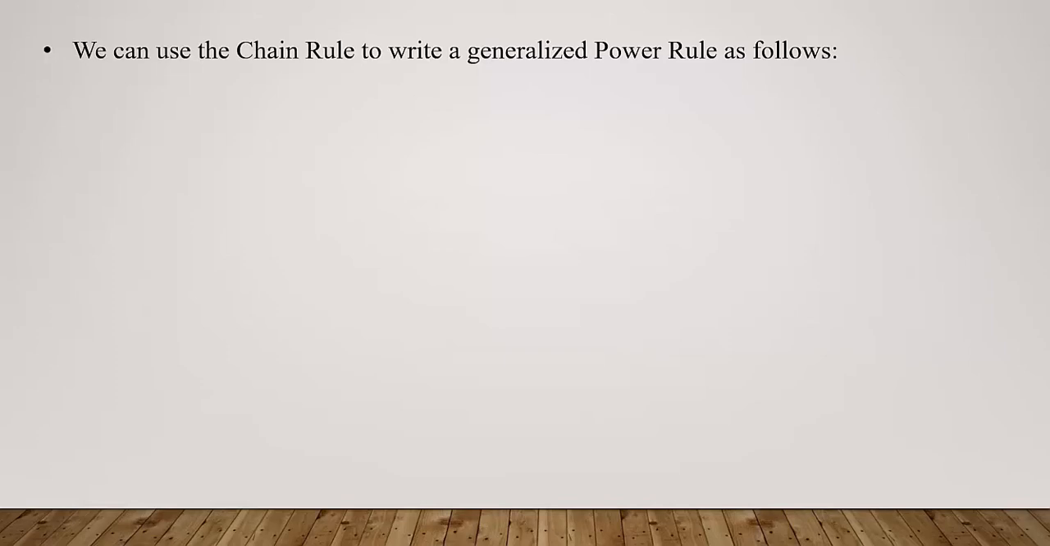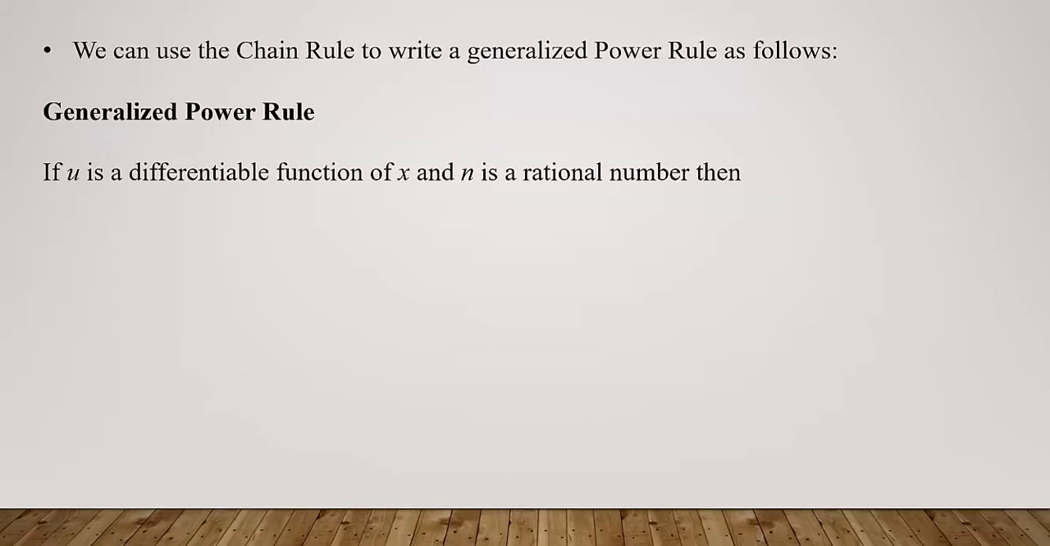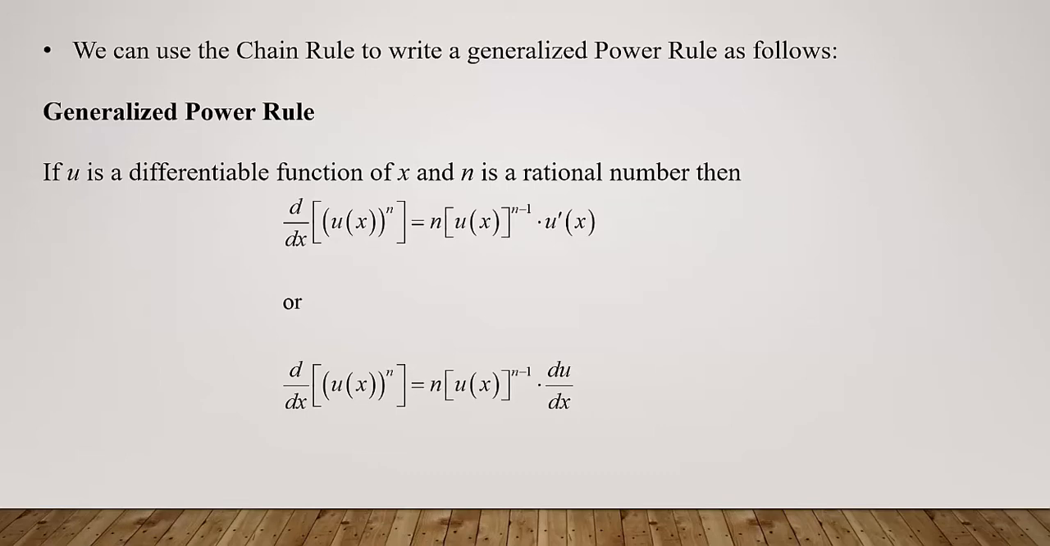We can use the chain rule to write what's called a generalized power rule. So here's the generalized power rule. Use a differentiable function of x, n is a rational number. Then when you take d/dx of u of x to the n power, that derivative is n times u of x to the n minus 1 times u prime of x. Or I could write it as n times u of x to the n minus 1 times du/dx. Instead of using the u prime of x notation, I could use the Leibniz notation, du/dx.